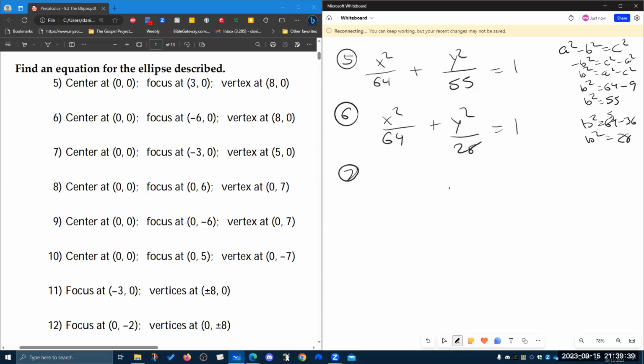For number 7, center's at (0, 0) again. Focus is 3 away in the x direction. Vertex is 5 away in the x direction. There we go. 8.